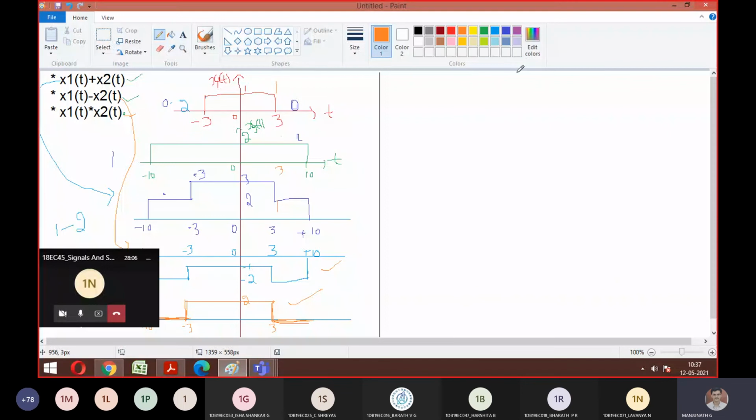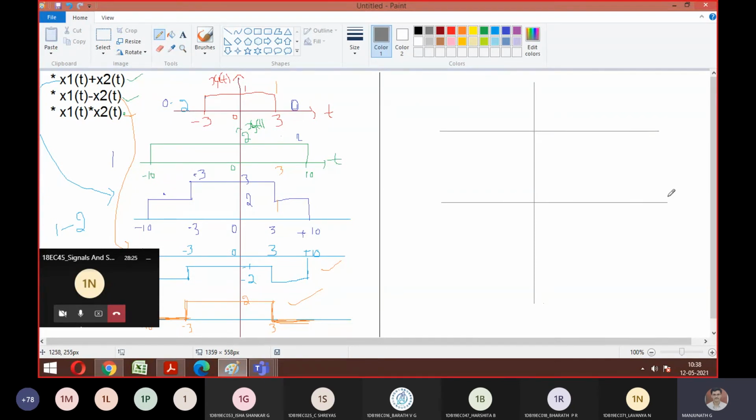We need to perform multiplication for the given signal. So I will trace the signal here. They are given x1 and x2 for you. So x1, x2. I will leave space to write my output. Okay, so let me trace.